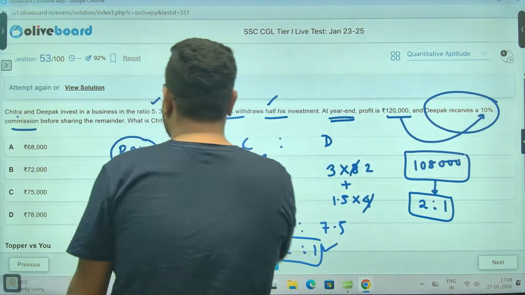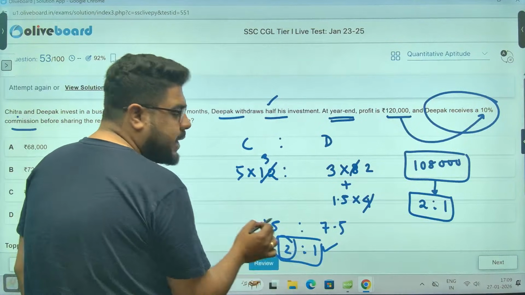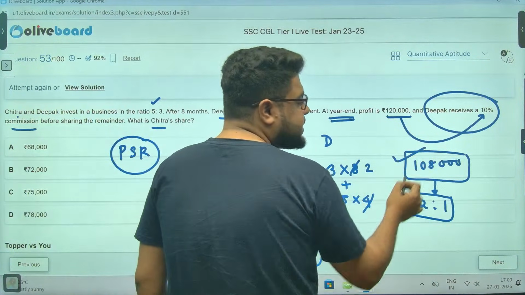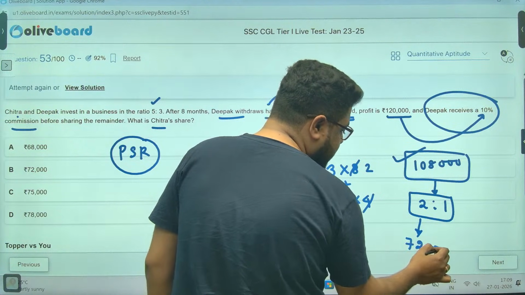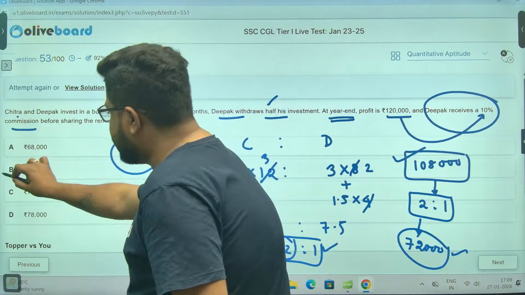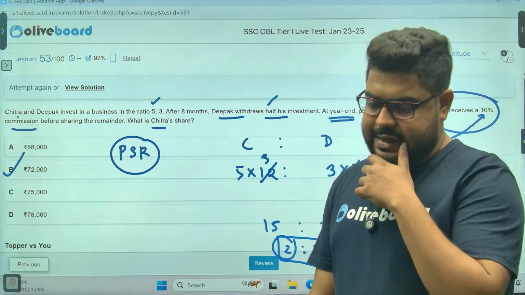Now, whose share? Chitra. Chitra will get 2 parts out of 3 parts. So 36 threes are 108. So that means Chitra will get 36 twos, meaning 72,000 rupees. Option number B, sir. Done and dusted.